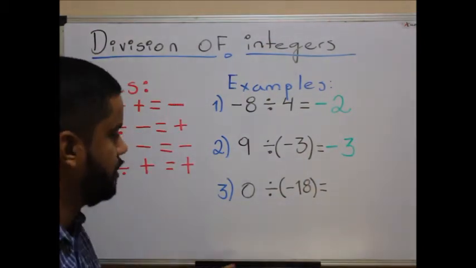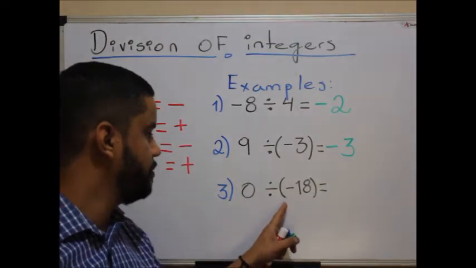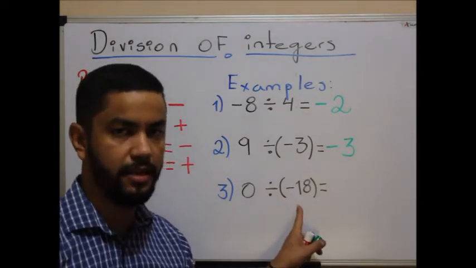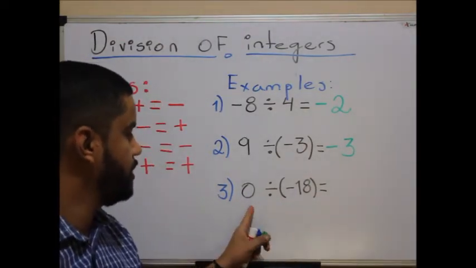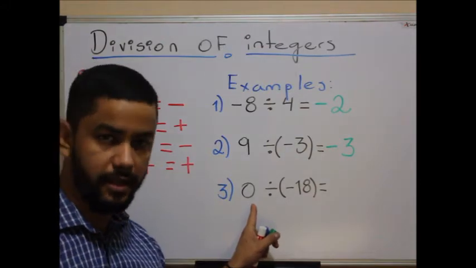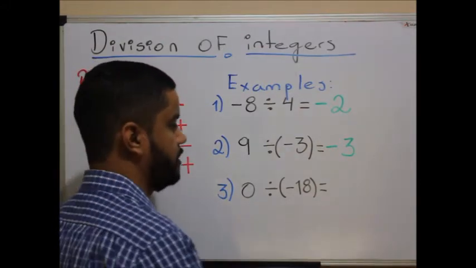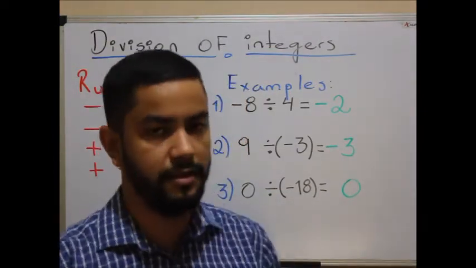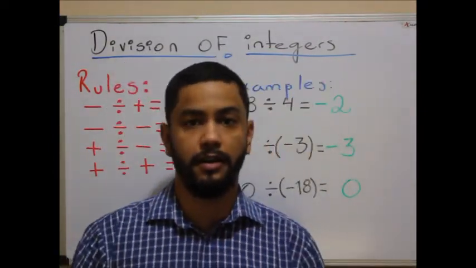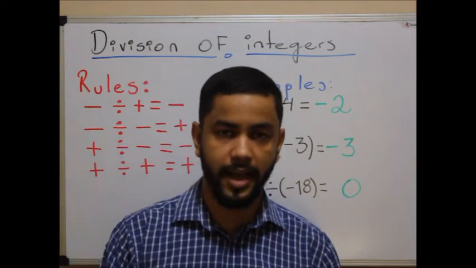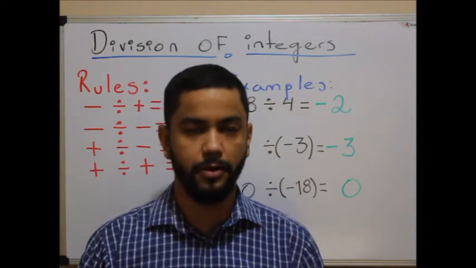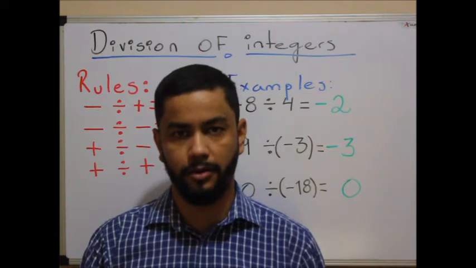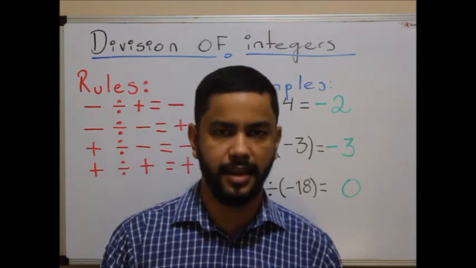And the next one is 0 divided by negative 18. So any number that divides 0 will be 0. And 0 is neither negative nor positive. 0 is a neutral number. The 0 do not have a sign.